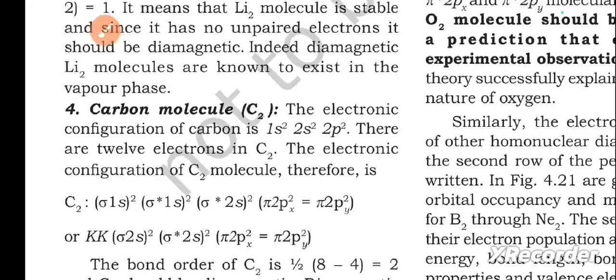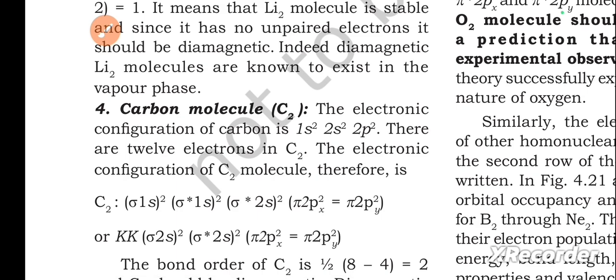Next is carbon molecule C2. The electronic configuration of carbon is 1s2, 2s2, 2p2. There are 12 electrons in C2.